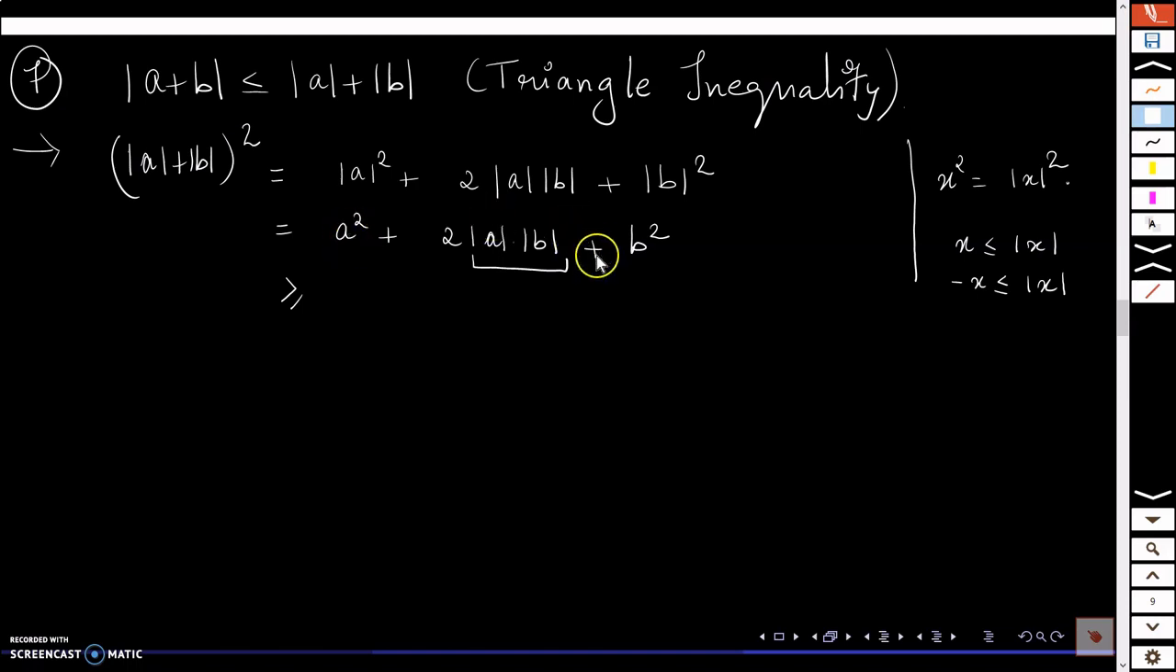The first and the last part are going to remain the same. So a square plus 2 will remain as it is, times mod a, which is bigger than or equal to a by this property. And similarly, mod b is bigger than or equal to b, plus this b square I will drop there as it is. So this expression is going to be bigger than or equal to this expression, and this is nothing but a square plus 2ab plus b square, that is (a plus b) the whole square.